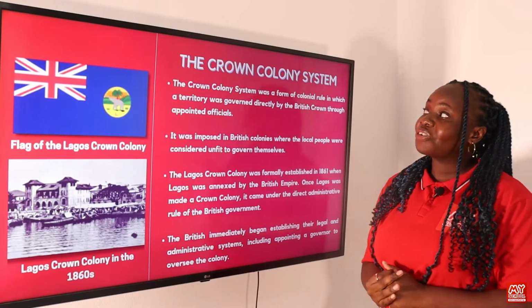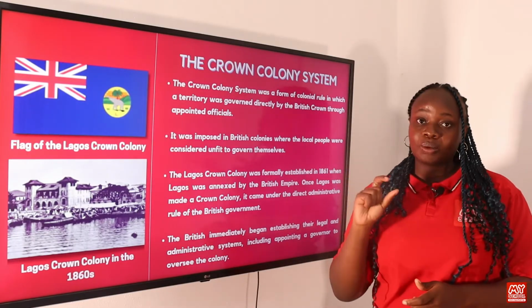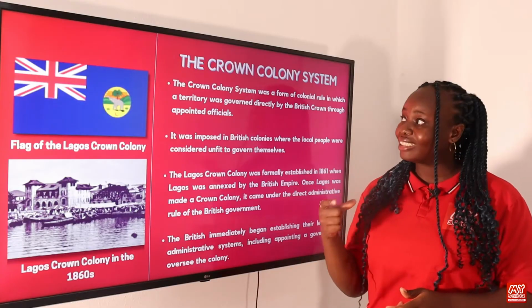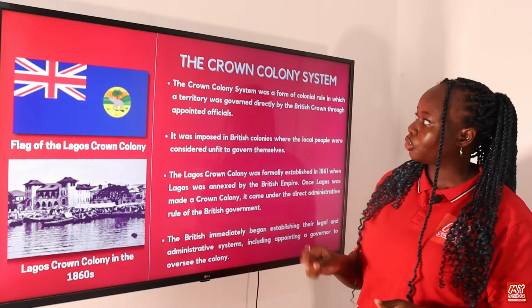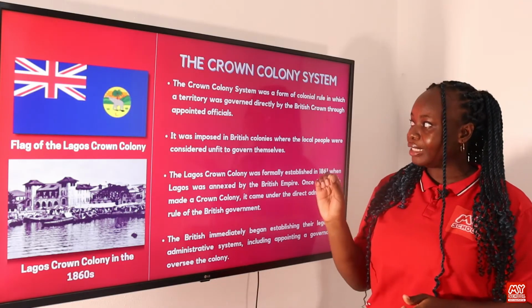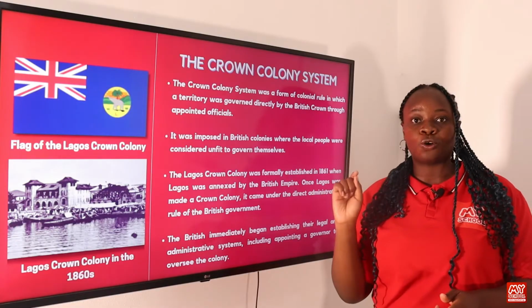Now we're going to discuss the Crown Colony system. So the Crown Colony system was a system that was adopted in the Lagos Crown Colony. It was a system of direct administration. It's a form of colonial rule in which a territory was governed directly by the British Crown through appointed officials.